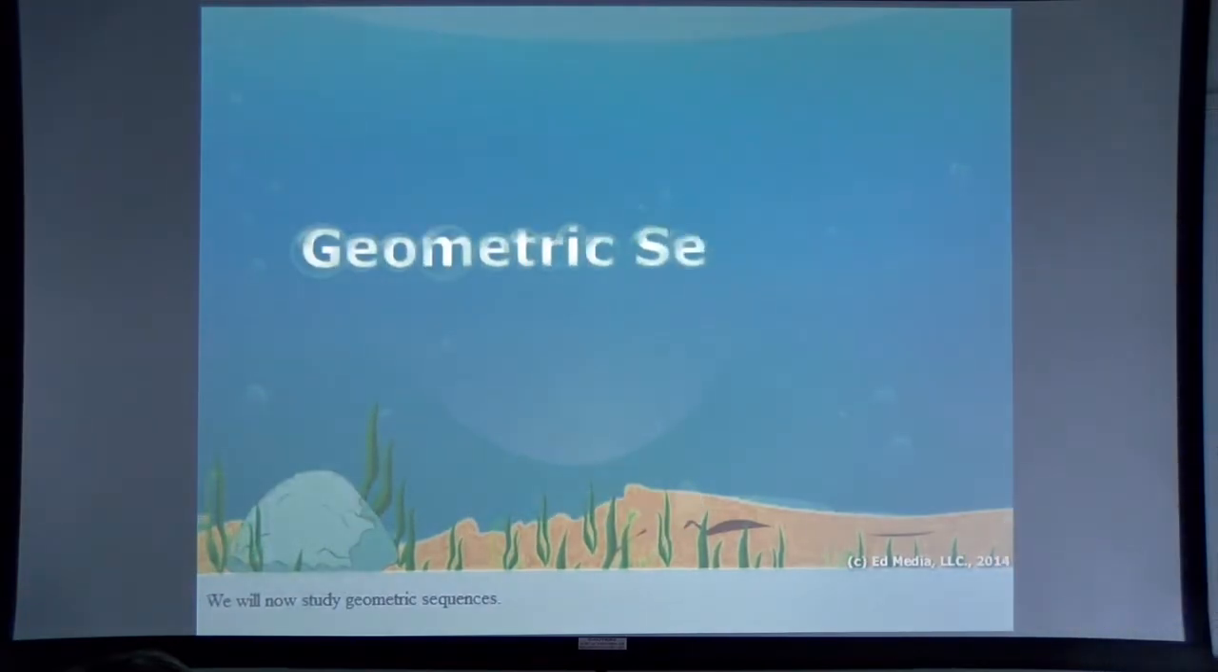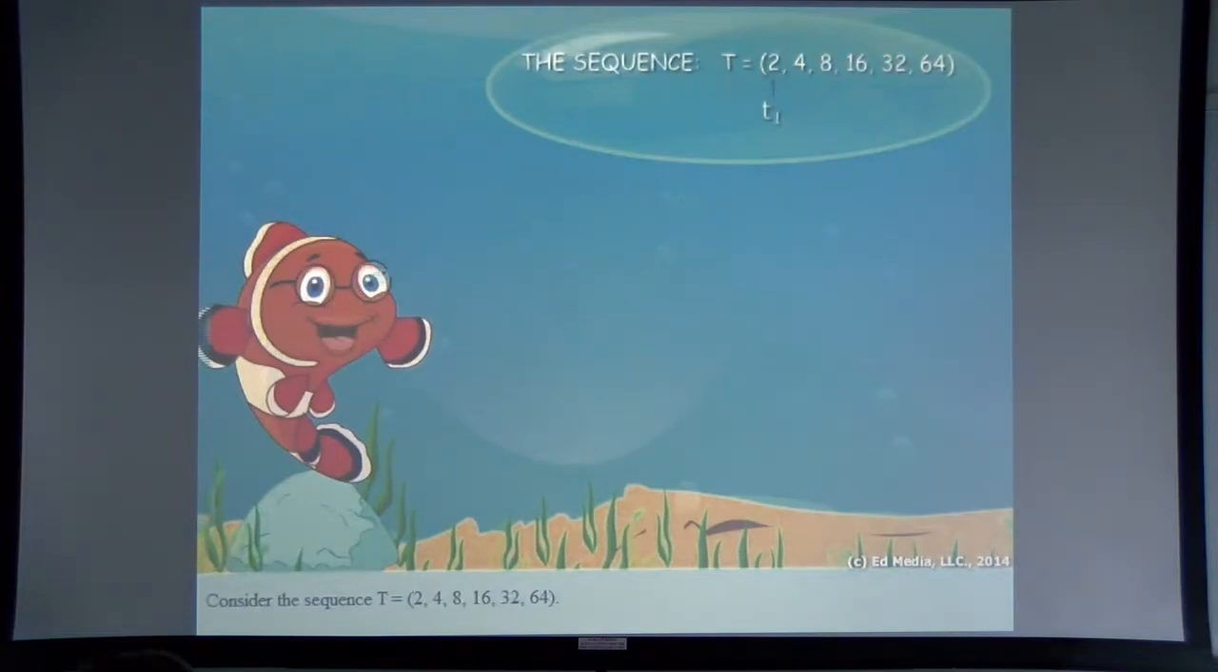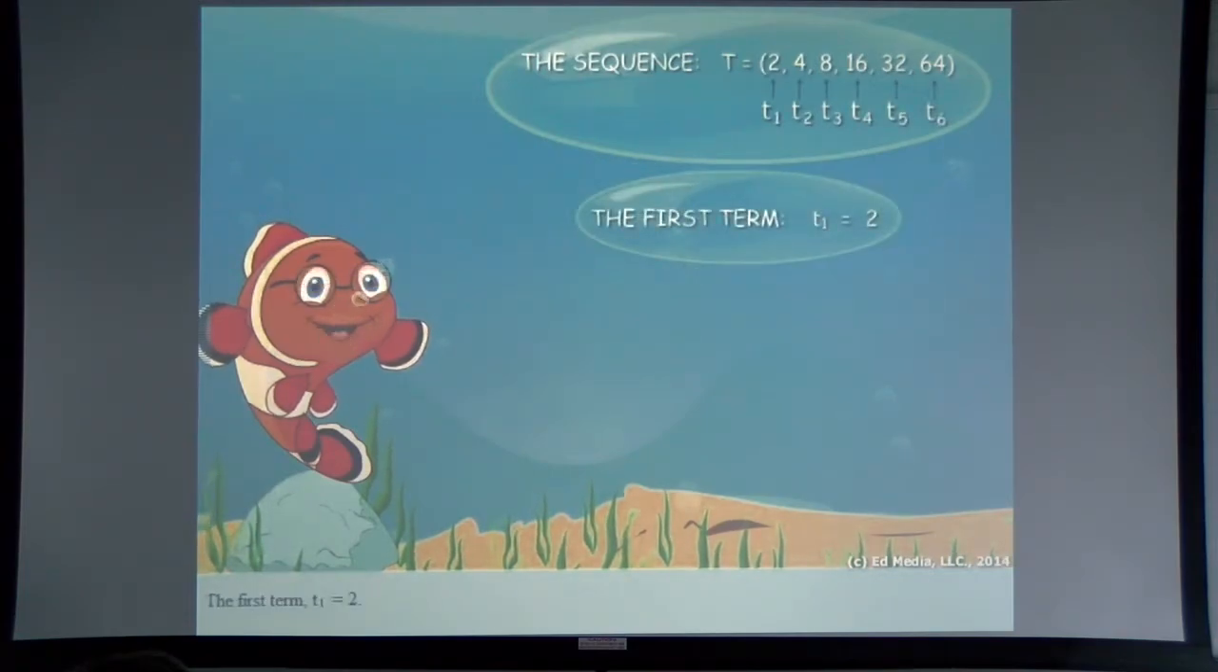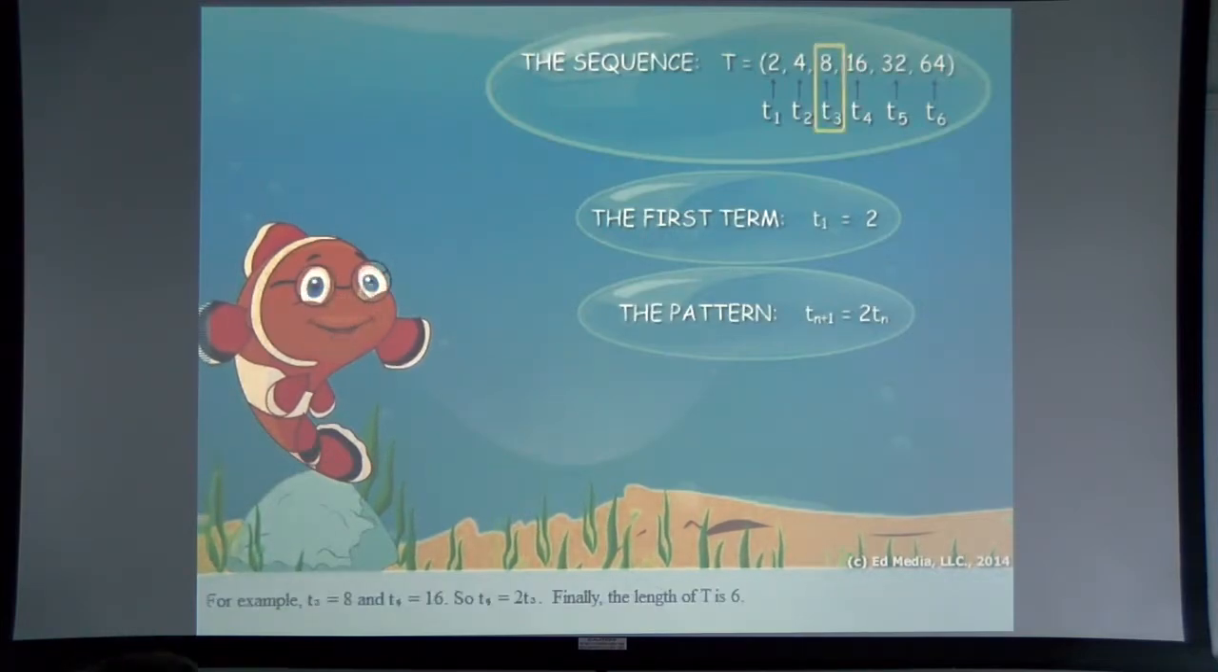We will now study geometric sequences. Consider the sequence t equals 2, 4, 8, 16, 32, and 64. The first term, t1, equals 2. Furthermore, each term, except the first, is obtained by multiplying the previous term by 2. That is, t(n+1) equals 2tn. For example, t3 equals 8, and t4 equals 16. So t4 equals 2t3. Finally, the length of t is 6.